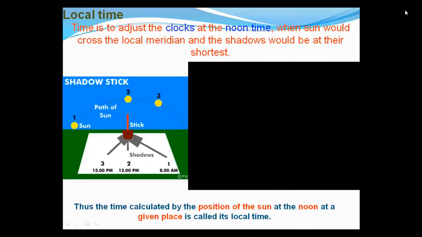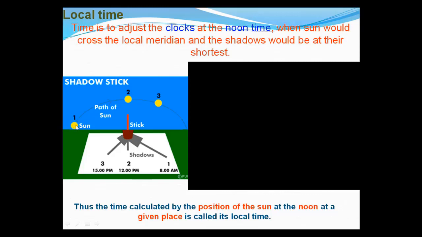Now we'll understand what is local time. Time is set to adjust the clocks at noon, when the sun crosses the local meridian and the shadow is at its shortest. As you can see in this diagram, a stick has been installed on the ground and you can see the position of the sun at 1, 2 and 3. Don't get confused, these are not 3 suns. These are different positions of the sun at different times.